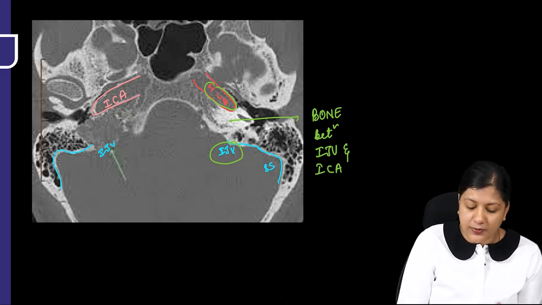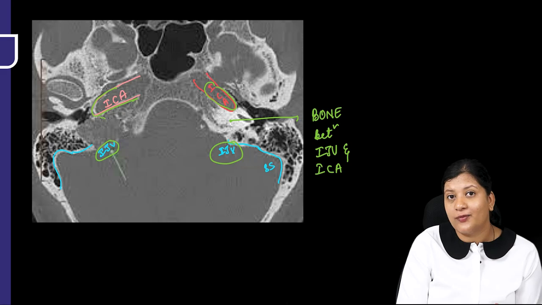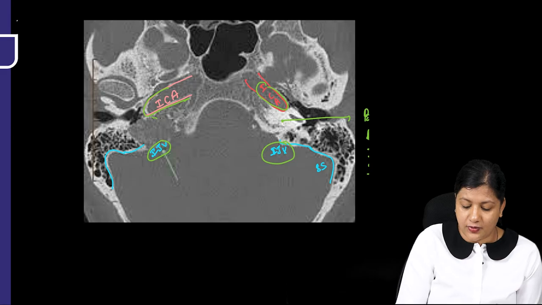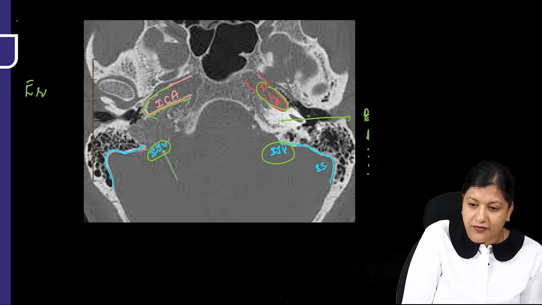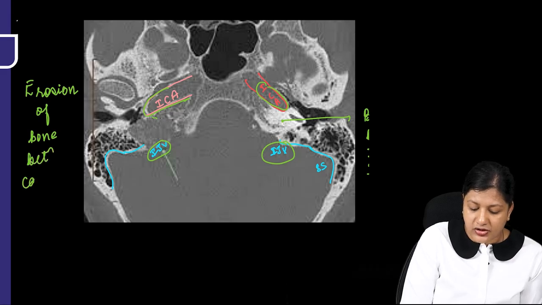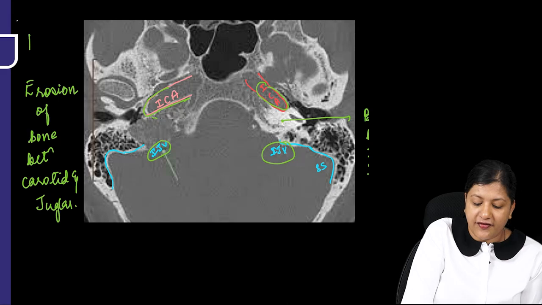But look at the opposite side. This is your carotid, this is your jugular. Do you see any bone or is there erosion of the bone? Yes, there is absence of that bone, or erosion of the bone. So erosion of the carotico-jugular spine. Whenever you see erosion of bone between the carotid and jugular, we call that sign Phelps sign.